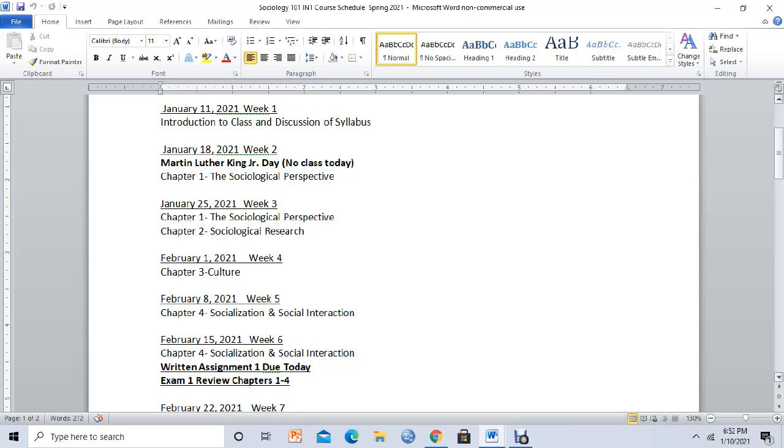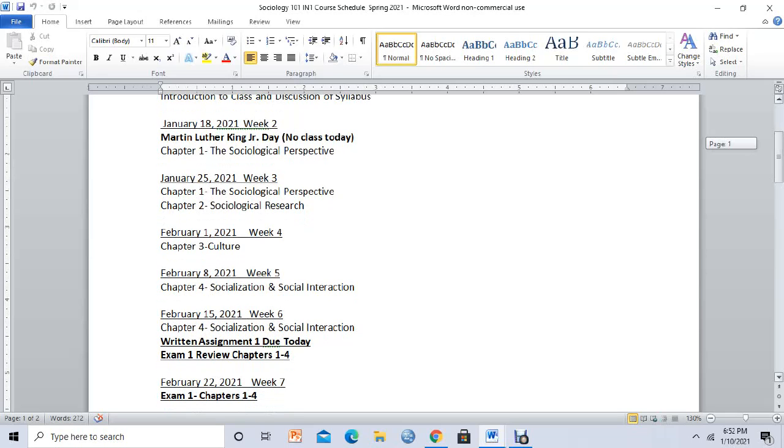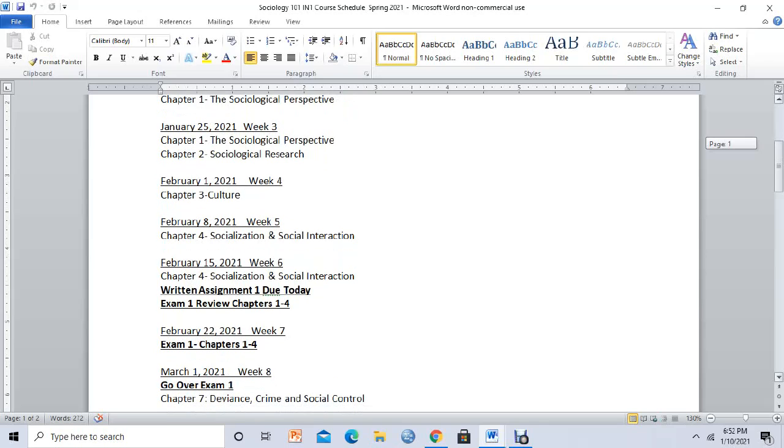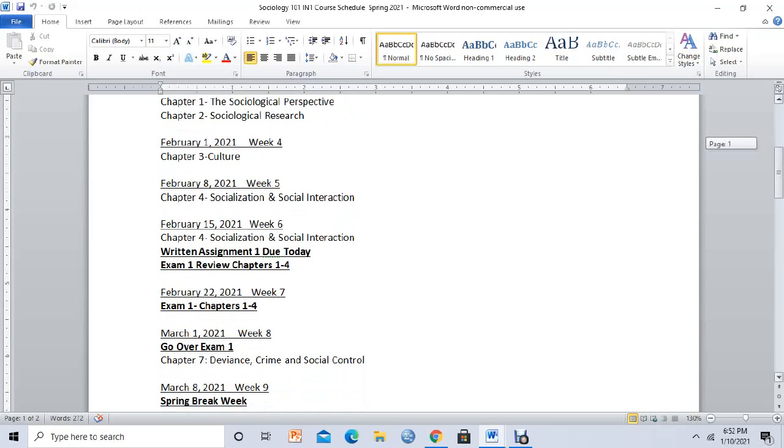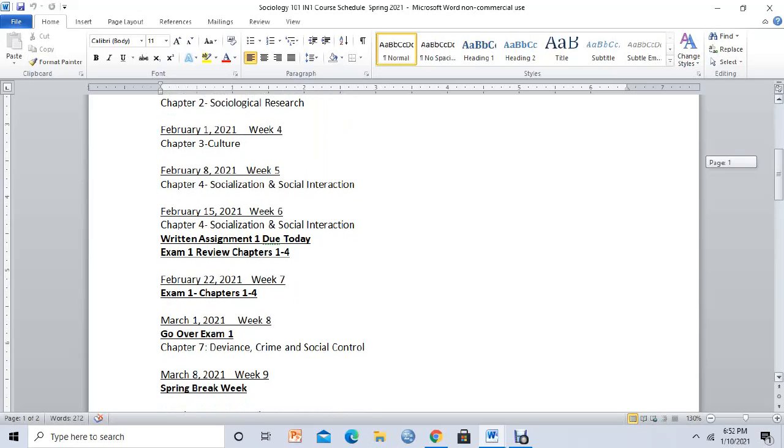The next thing is January 25th, where we're going to look at Chapter 1 and Chapter 2. We're going to look at some PowerPoints and videos, and I'm going to go through all that. The chapter on culture and socialization, more or less a little bit of social interaction, but I pull more socialization into that.